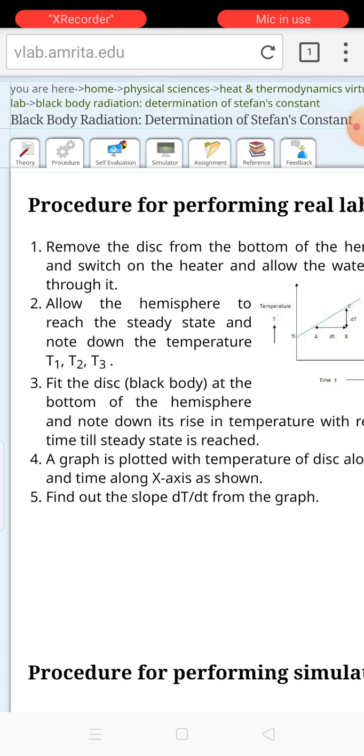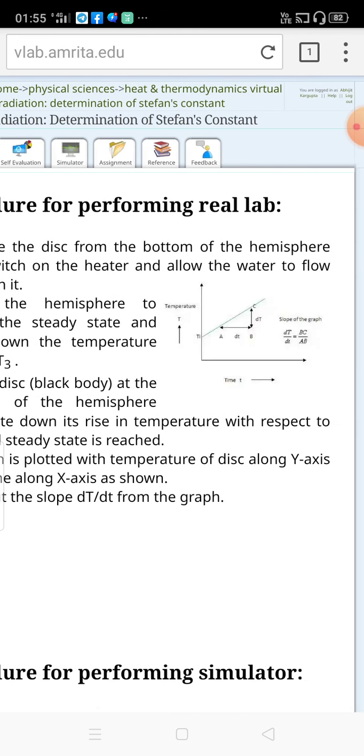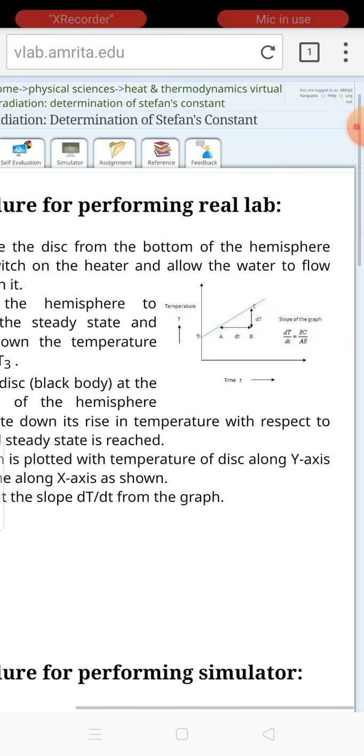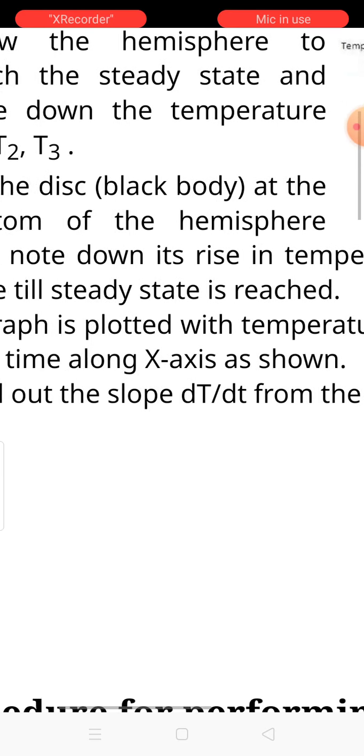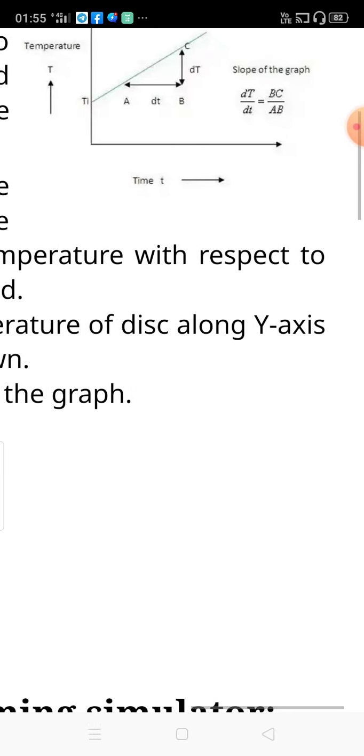After a certain time T4 was constant, so switch off the timer and note down the time taken for reaching this level. A graph is plotted with the temperature of the disc, capital T, along the y axis, and along the x axis is the time, small t. So you can note the time, you can note the temperature, and finally you get the slope dT/dt.